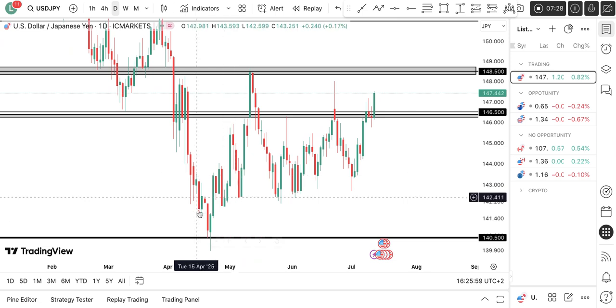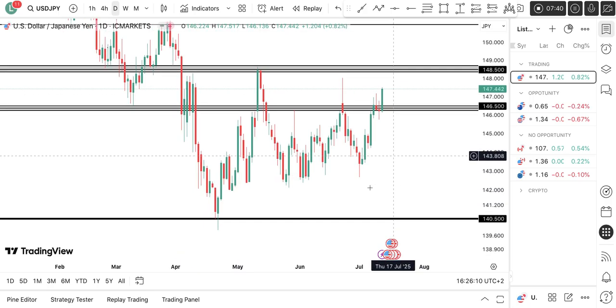Now, a lower low right here, a lower high, a lower low, and a higher high. I started getting my entries right from here. I got an entry from here. Now this is what I'm trying to say, right?